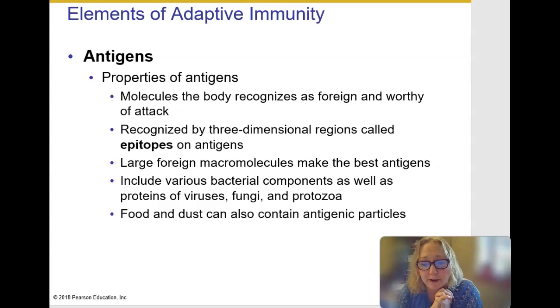Large foreign macromolecules make the best antigens. Food and dust can also contain antigenic particles. It can also be bacterial components. Remember we talked about peptidoglycan. It is a great antigen because it's not found in anything but bacteria.